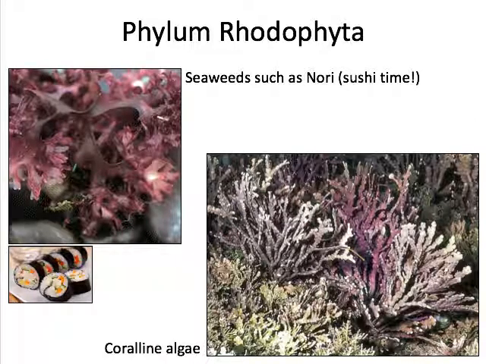Here are some examples of members of phylum Rhodophyta. One is the seaweed nori, which is used to make sushi rolls. And another one is called a coralline algae. This looks kind of like coral, but you might know coral is actually an animal. It's a symbiosis between an animal and an algae. But this coralline red algae does secrete a calcium carbonate substance in its cell walls and is a very important part of coral reef ecology.